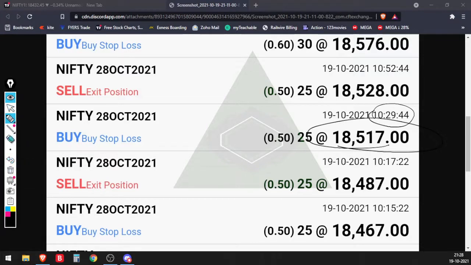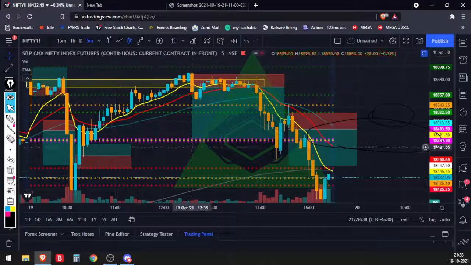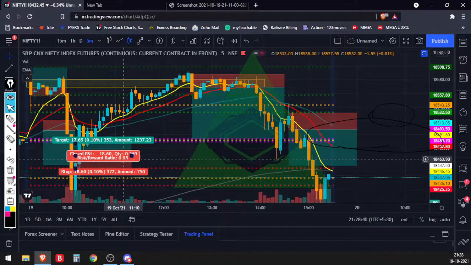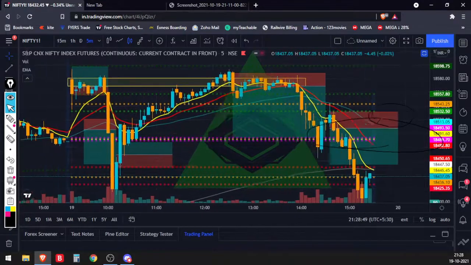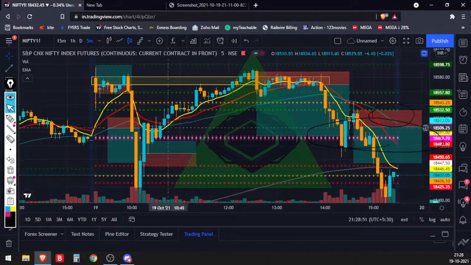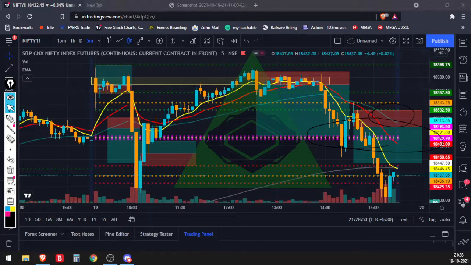So let me check exactly where I executed it, and let's go to the chart and see. 10 o'clock and 27, yeah, somewhere around here, right? I think I missed this entry on the chart, so let me mark it clearly. So this was my entry around here, somewhere, and this is my stop loss.